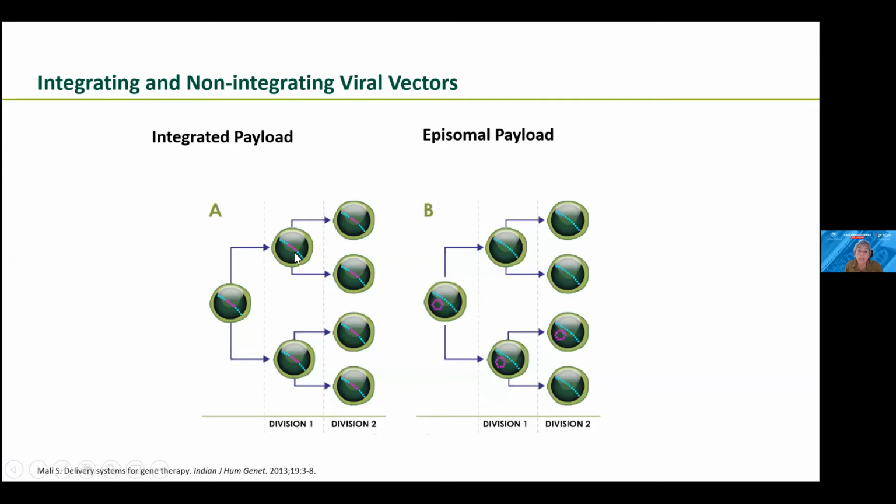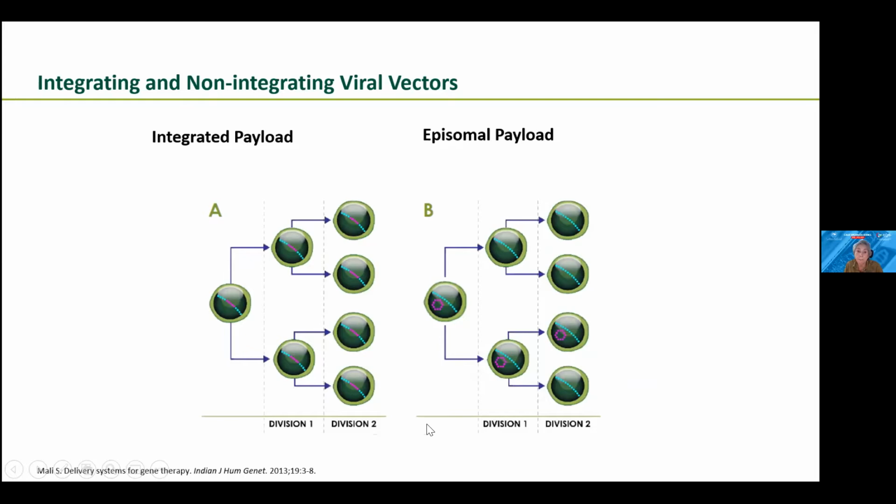Whereas with an episomal payload, it does not integrate and therefore it is not duplicated upon cell division, and it is just passed along to a few of the progeny. You can imagine if a cell is rapidly dividing, or it's a tissue in which a cell rapidly divides, say such as blood cells, this episomal construct would eventually be diluted and very hard to detect. It doesn't disappear, but it would be hard to detect.